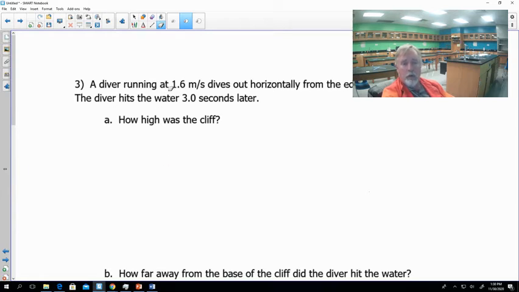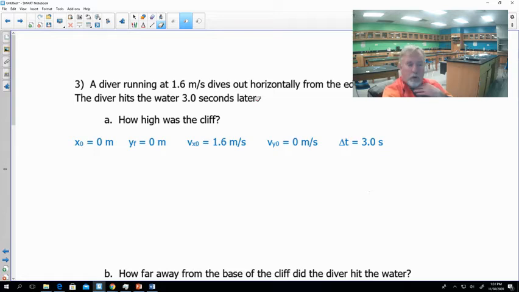So again, we're going to start with, what do we have? A diver running at 1.6 meters per second dives out horizontally from the edge of a vertical cliff. The diver hits the water 3 seconds later. Well, what do we know here? We know that our x0 is 0 because he dives from the edge of the cliff. We know our y final is 0 meters, because he's hitting the water. What's our initial velocity? 1.6. The problem tells us that because he dives straight out horizontal. If he dives straight out horizontal, that means our vy0 is also equal to 0. And we were told our delta t.